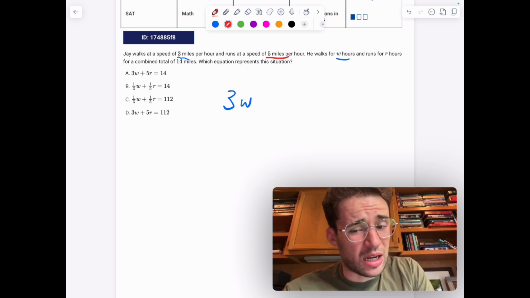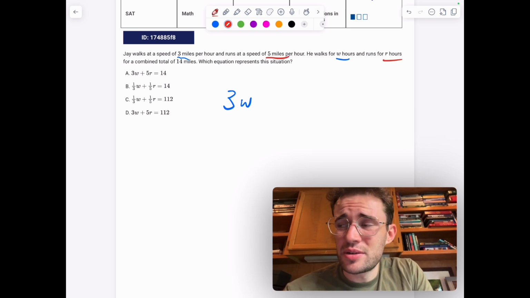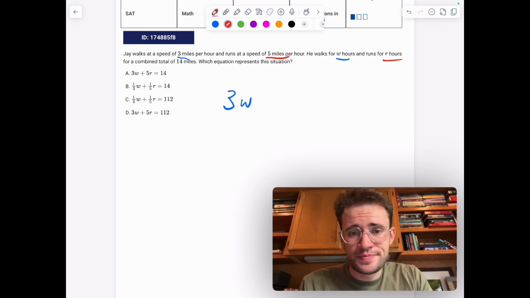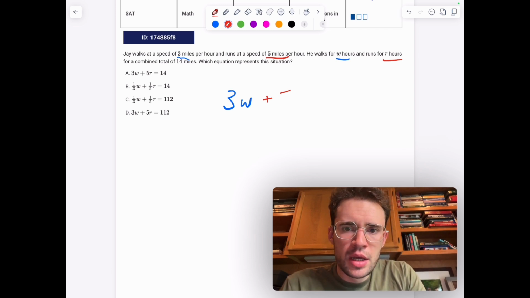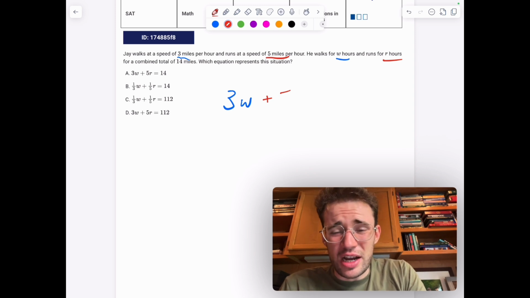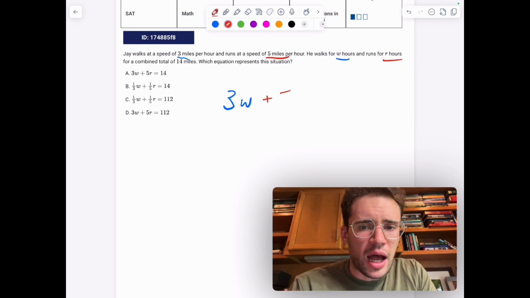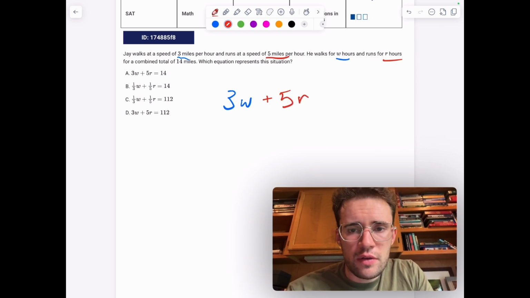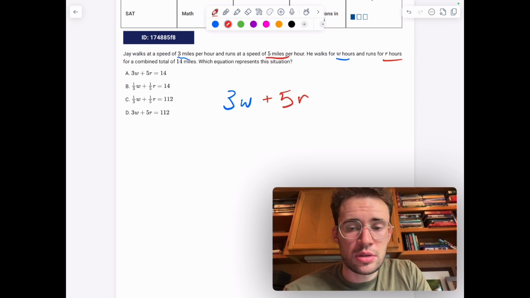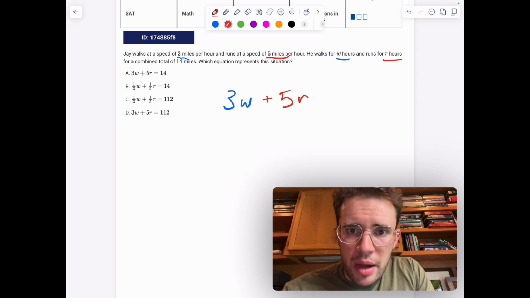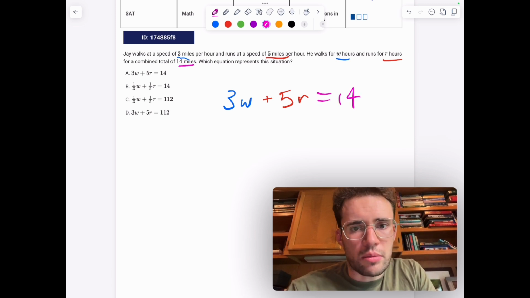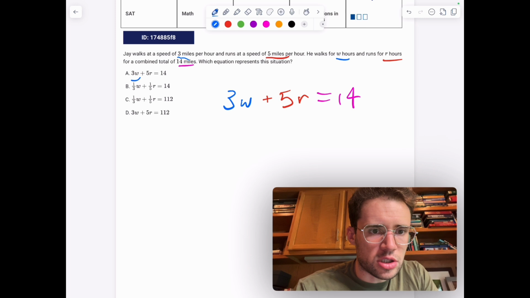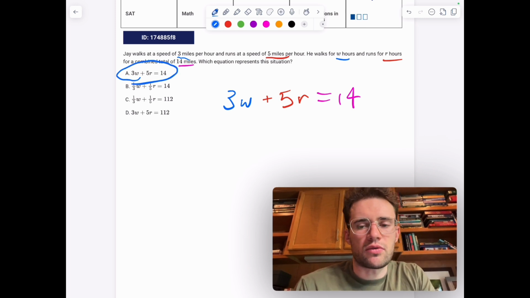I don't know if that counts as running, to be honest. No shade, but 5 miles an hour could be jogging maybe, or speed walking. That means he's doing a 12-minute mile. Yeah, you kind of have to jog, at least, to do that. It's not very fast, but we have 5 times R, 5 miles per hour times R hours. That's going to give you the number of miles that he runs. So he combines for a total distance of 14 miles. Which equation represents this situation? So it would be this top one, exactly what I just wrote: 3W plus 5R equals 14.